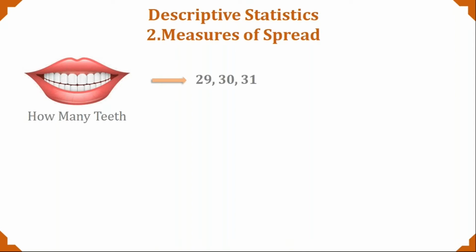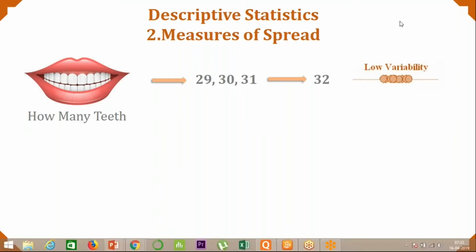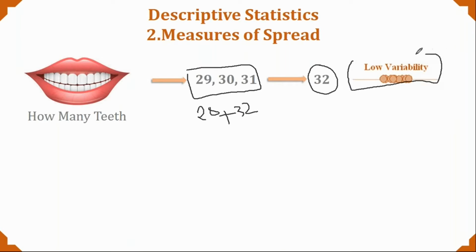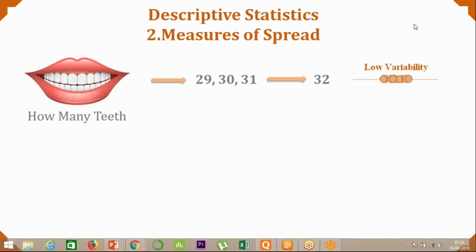So here we can see there is not much variation in the data, because the majority of the people have 32, and since we are looking at adults, it will be from 28 to 32. So there is not much variability in the data. All the data values are clumped at one particular point, right?